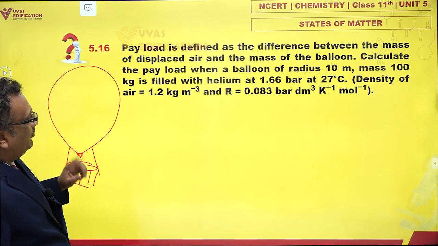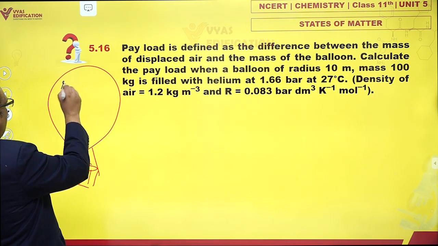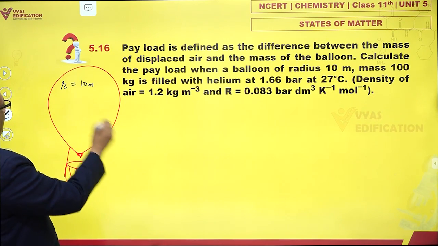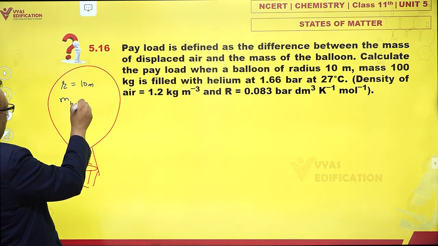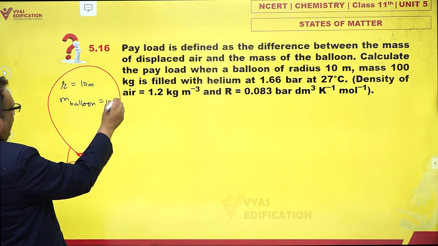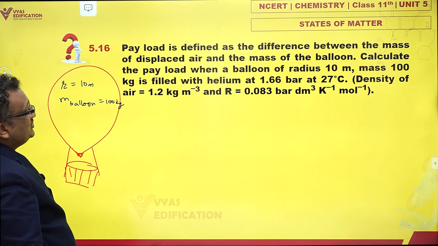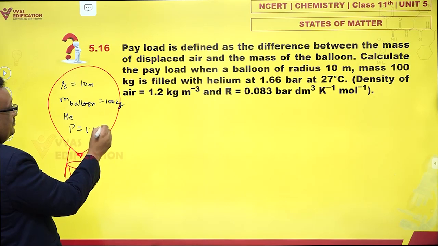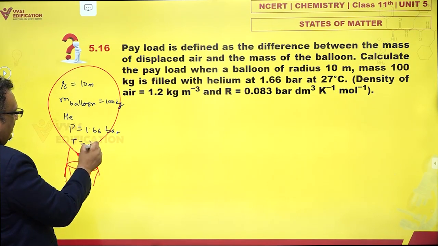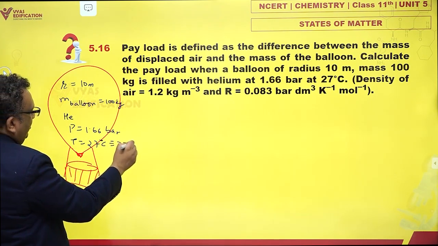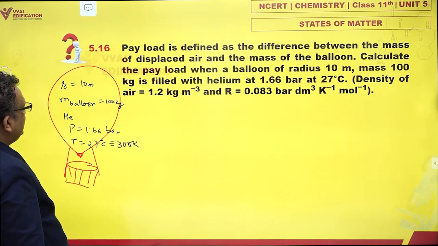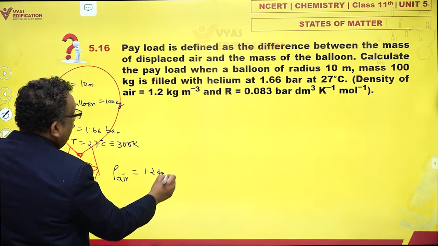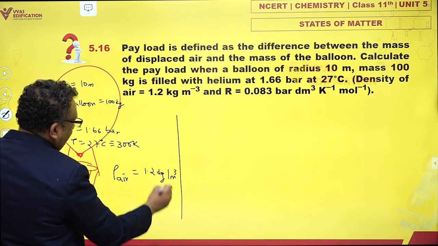Calculate the payload when a balloon of radius 10 meter. Now, we have radius of balloon is 10 meters. So it seems like a spherical balloon. Mass of balloon is 100 kg. Quite tremendous. Is filled with helium. Now this is helium. Pressure is 1.66 bar. Temperature is 27 degrees Celsius. That is 300 Kelvin. Density of air I am given is 1.2 kg per meter cube. Fine.